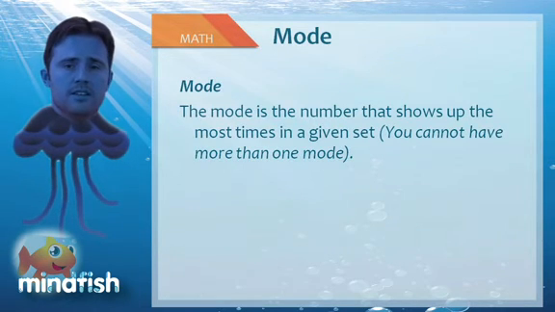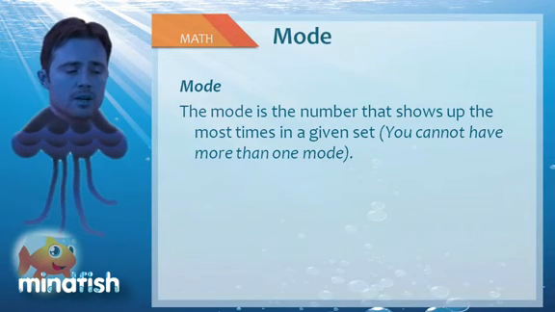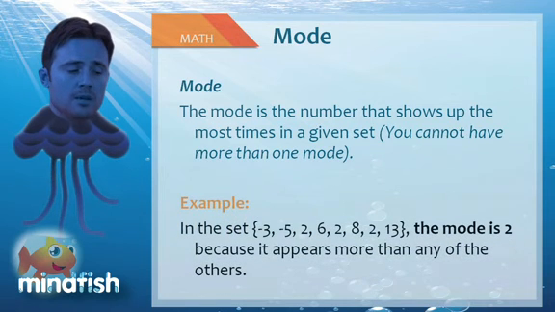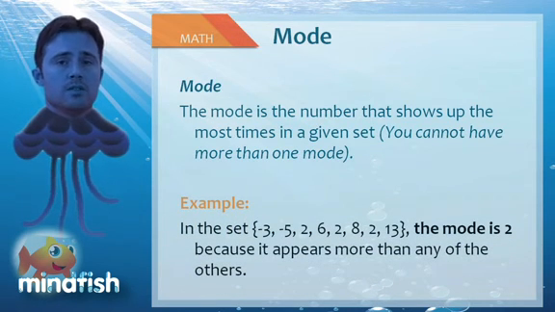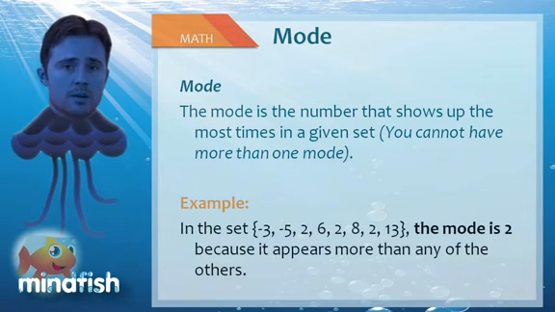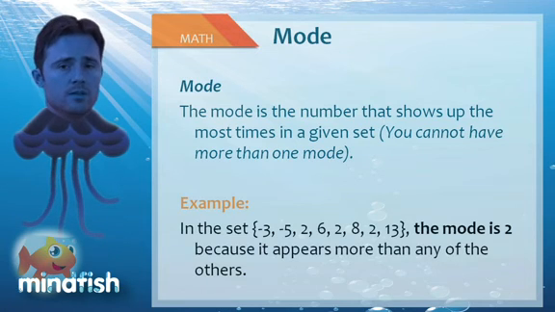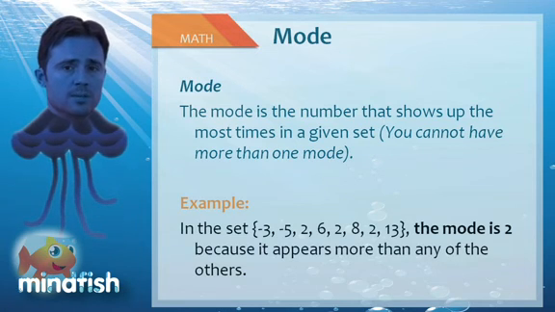The mode is probably the easiest one. The mode is the number that appears the most often. So in the set below, -3, -5, 2, 6, 2, 8, 2, and 13, the mode is 2 because it shows up more than any other number in the set. If you don't have a number show up more than another number, for example, the set 1, 2, there is no mode because no number appears more than any other number.